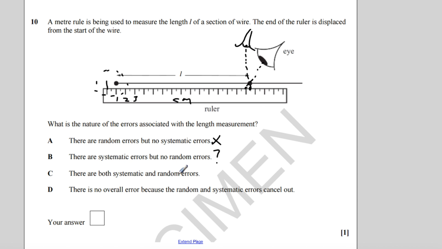There are both systematic errors and random errors. So this could be true because there are systematic errors. There is no overall error because the random errors and systematic errors cancel out. So we'll check that in just a moment.